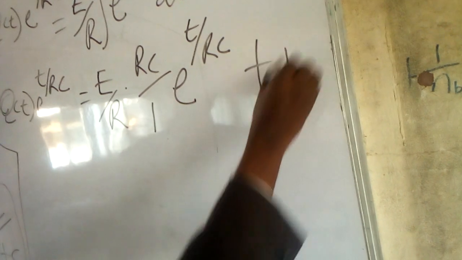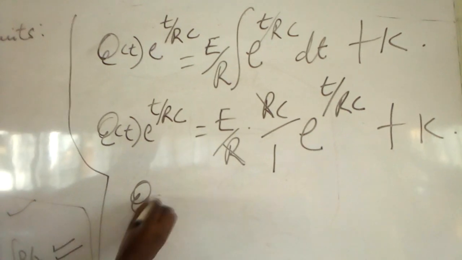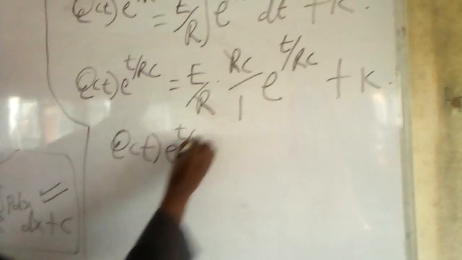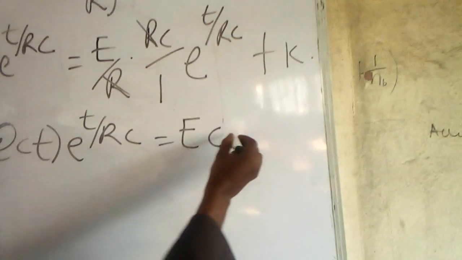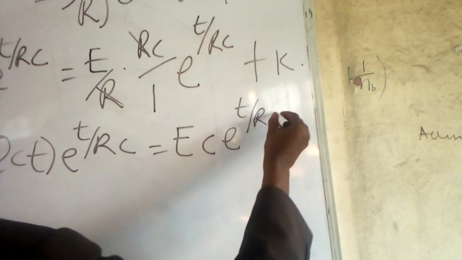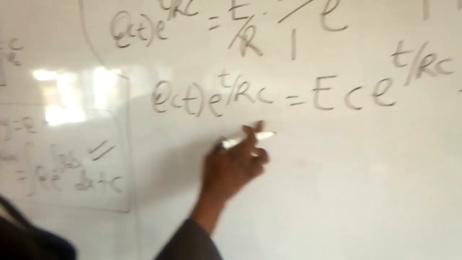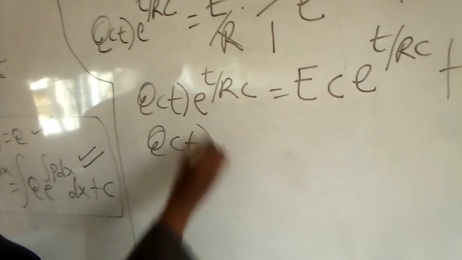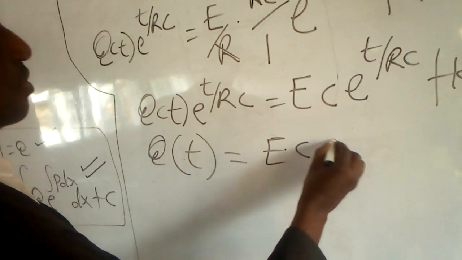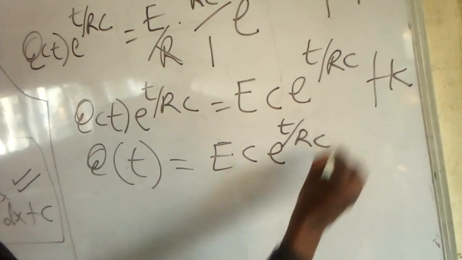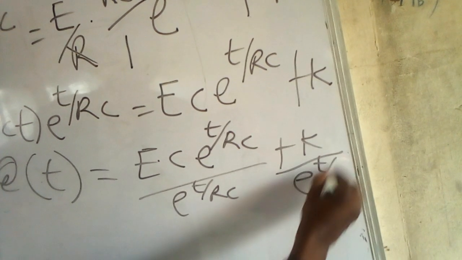We simplify further, R cancels R, and this gives you charge as a function of time, q times exponential t over RC, is equal to E multiplied by the capacitance of the capacitor exponential t over RC plus arbitrary K. You could divide through by exponential t over RC, and finally charge as a function of time is equal to E multiplied by the capacitance of the capacitor exponential t over RC divided by exponential t over RC, plus K over exponential t over RC.